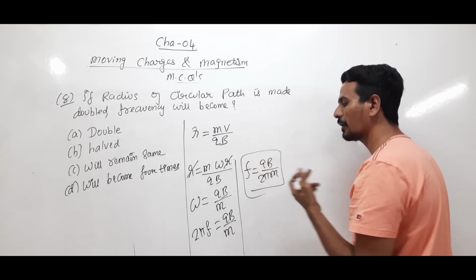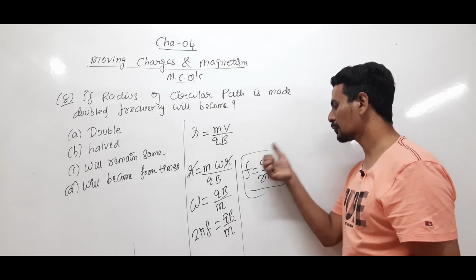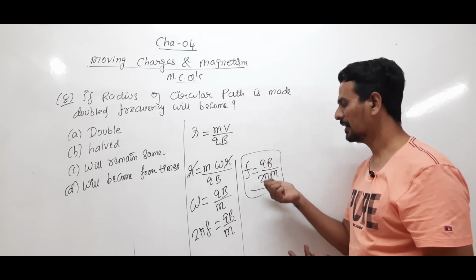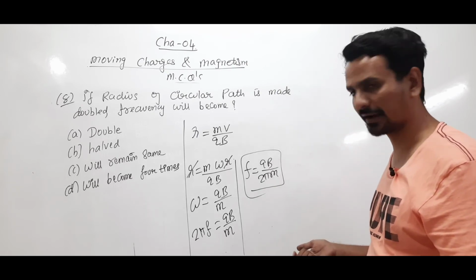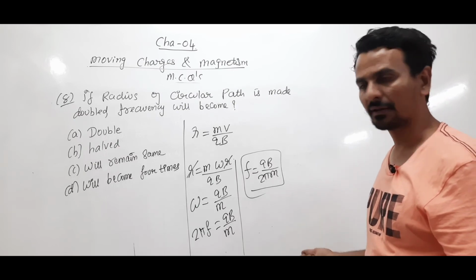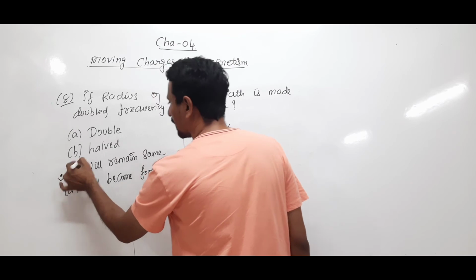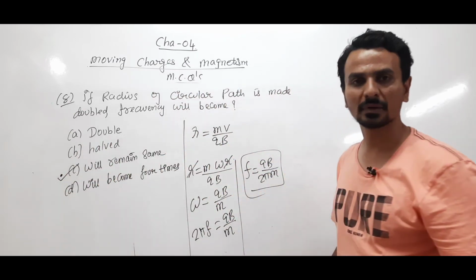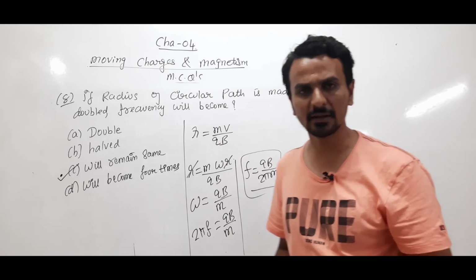So in the formula of frequency, there is no radius. That means frequency does not depend on R. It is independent of radius. So if you are making the radius of the path double, then frequency will remain the same. So this will be the answer. It will remain the same. Clear? It does not depend on the radius. Fine. The next one.